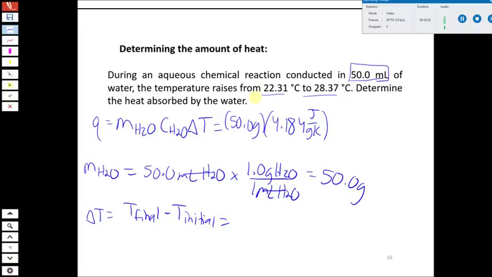So our temperature raises from 22.31 to 28.37. So this is our final temperature, and this is our initial here. And so it's going to be 28.37 minus 22.31. So our delta T is 6.06 degrees Celsius. Now, as I said, don't be confused by this, because I'll use them interchangeably.